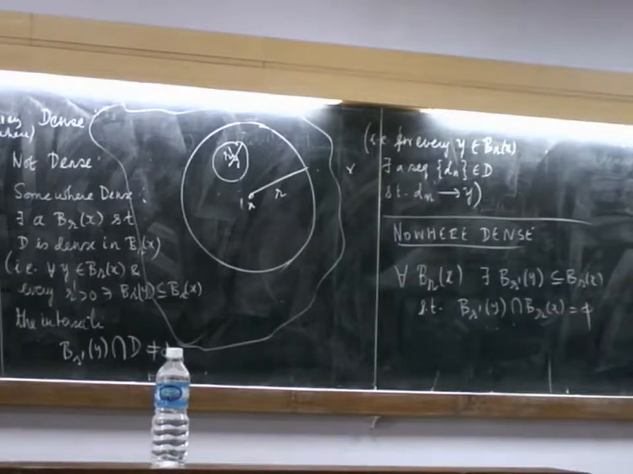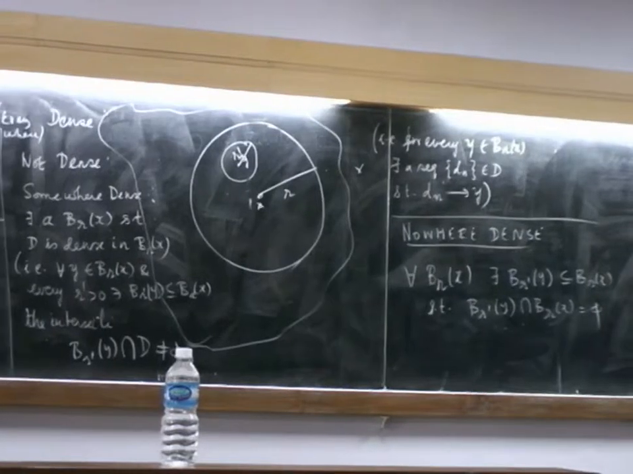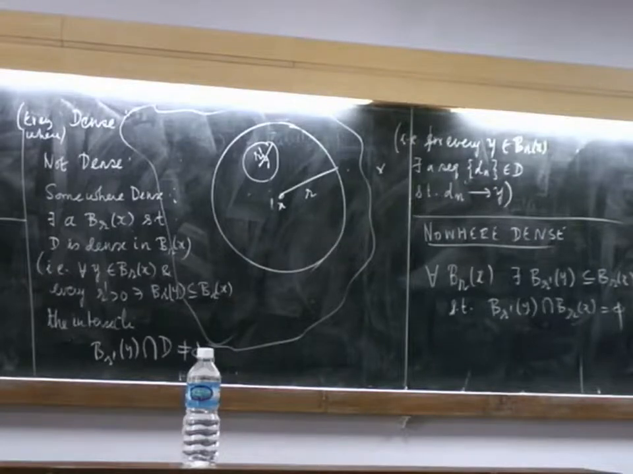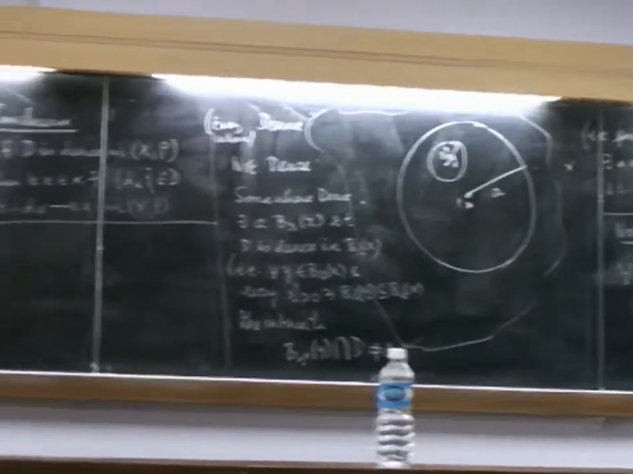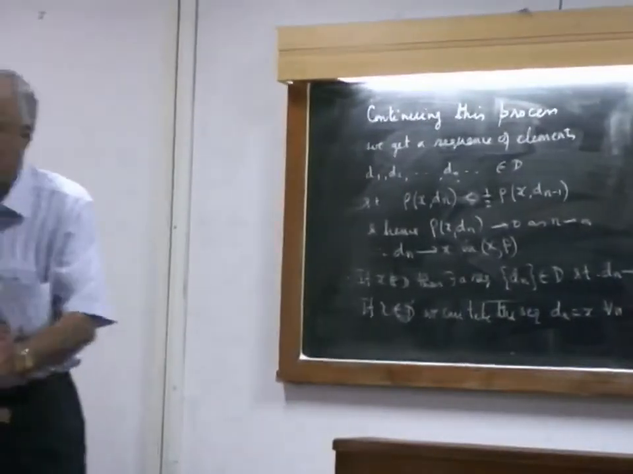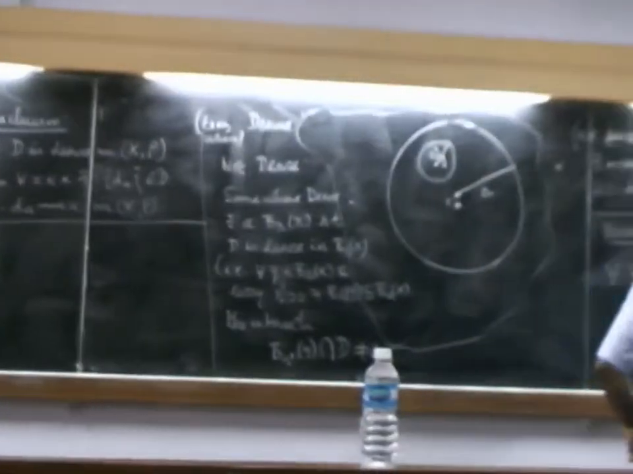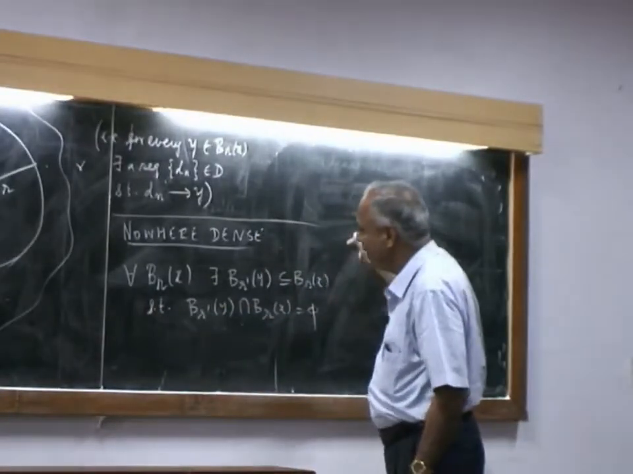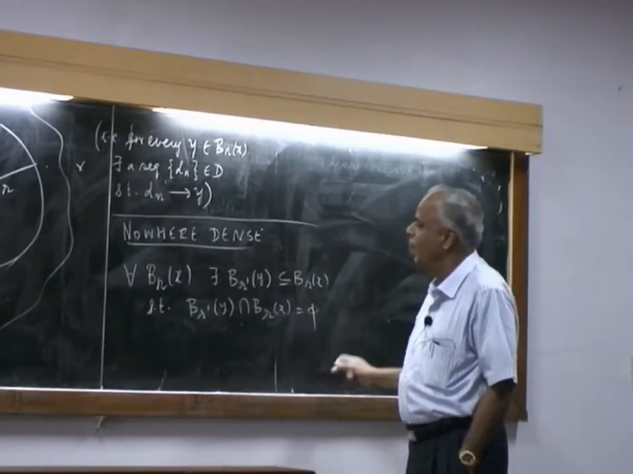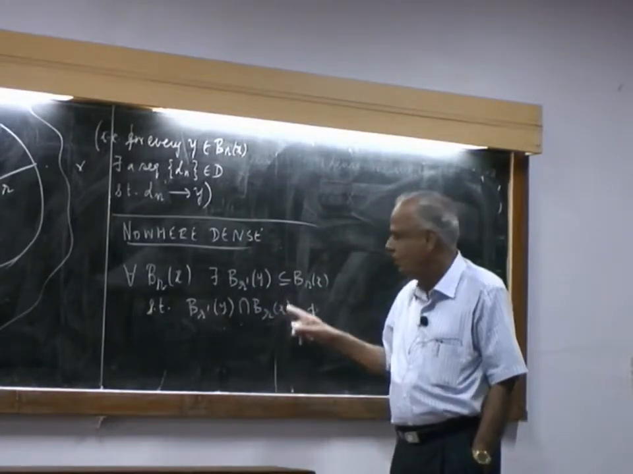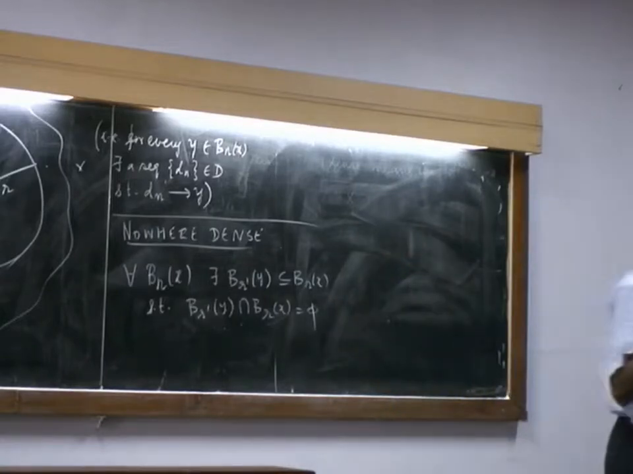Whichever part of Bangalore you go, there is a small part where you can sit comfortably free from mosquitoes. That is, nowhere in Bangalore are mosquitoes going to bother you so seriously. So that is what is meant by nowhere dense. Wherever you go, there is a small portion which is free from these elements. That is called nowhere dense.